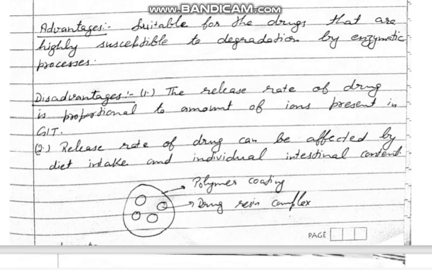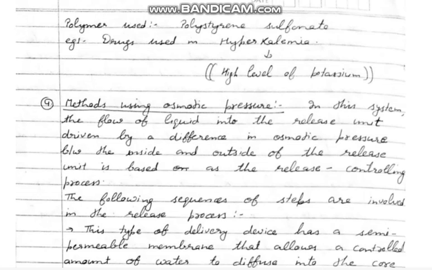This is the diagram. Here the small circles which are present inside represent the drug resin complex, and this drug resin complex is coated with a polymer membrane. Which polymer will be used in such case? That is polystyrene sulfonate. And drugs that are used in hyperkalemia can be given by this method. Hyperkalemia means when the level of potassium inside our body goes on increasing. High level of potassium is recognized by the term hyperkalemia.